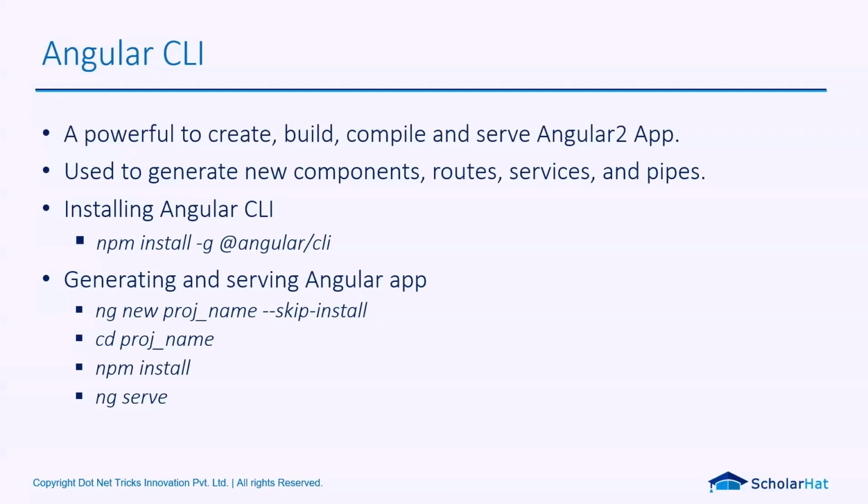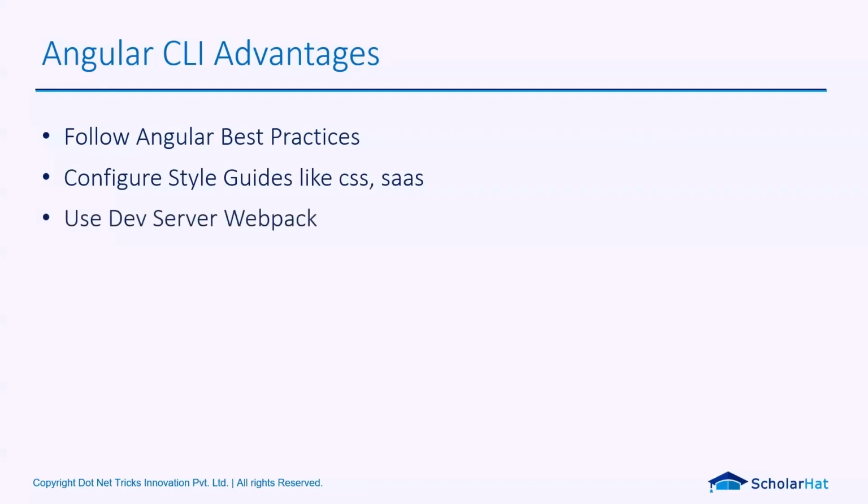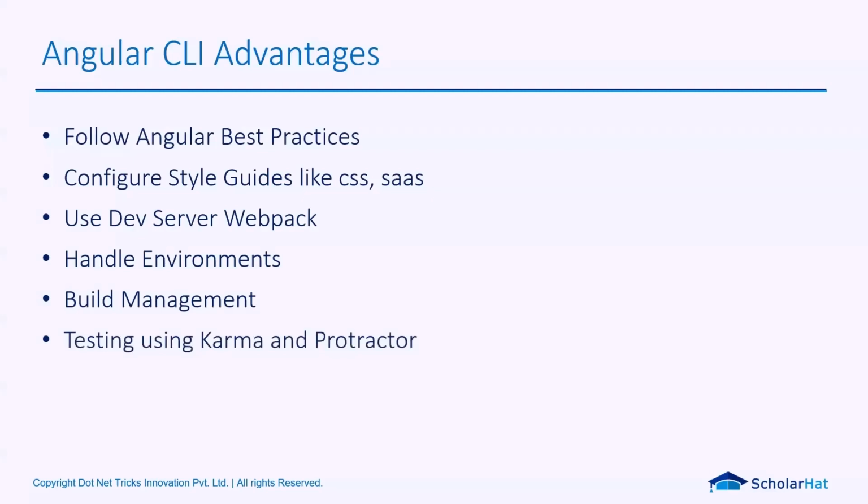If you're looking at the advantages of Angular CLI, it follows Angular best practices. So we don't need to worry about setting up or configuring the Angular project. Angular CLI does it for us. We can even configure style options like CSS, SASS, and others as well. Behind the scenes, it uses Webpack and a dev server to start our Angular application. It also handles environment specific settings wisely. It takes care of build management, and testing we can do using Karma and Protractor. So many things are managed by the Angular CLI.